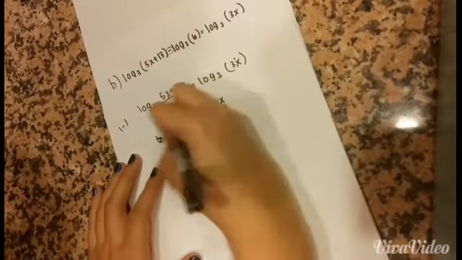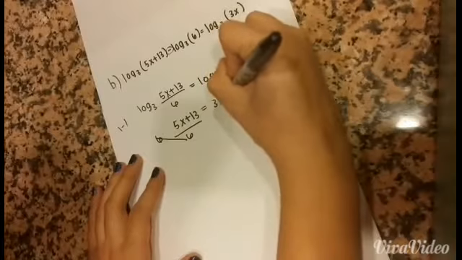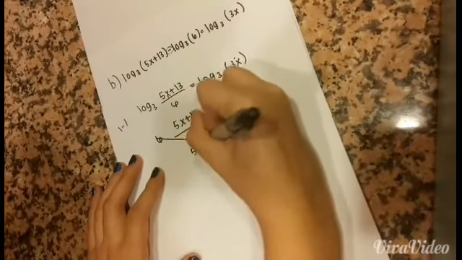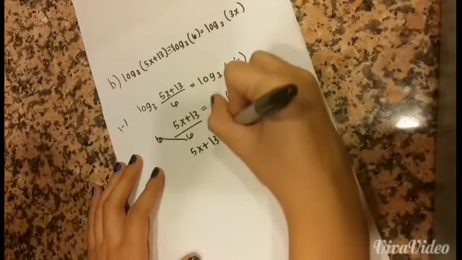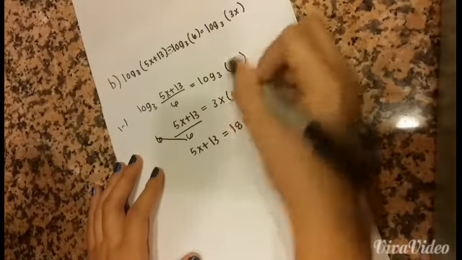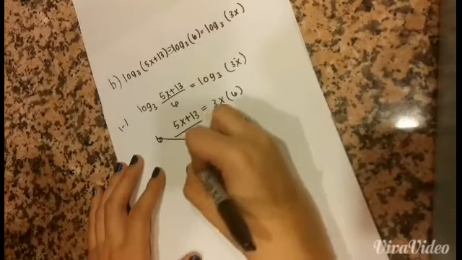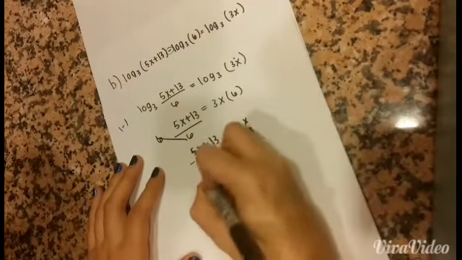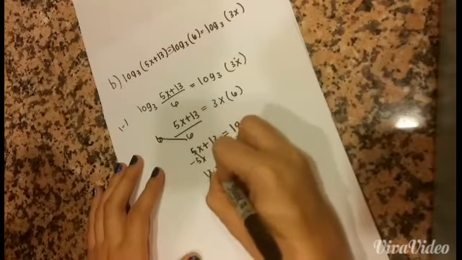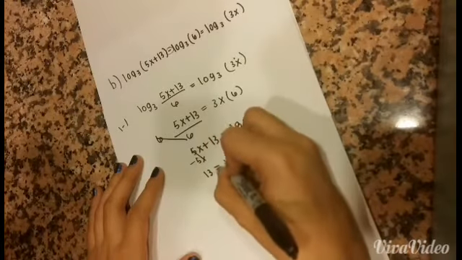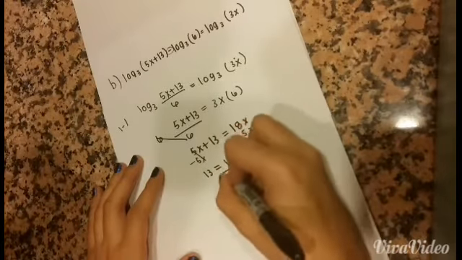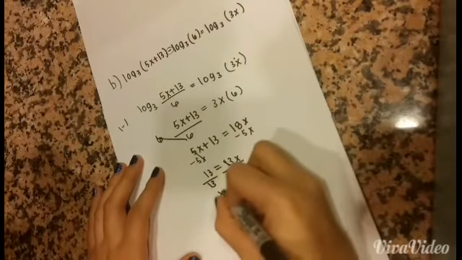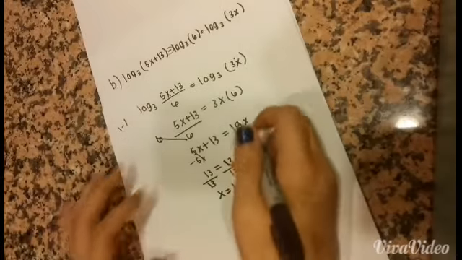So you're going to multiply this side by 6. Multiplying this side by 6 gives you 5x plus 13 equals 18x. You're going to subtract 5x. So 13 equals 13x, divided by 13, and x equals 1.